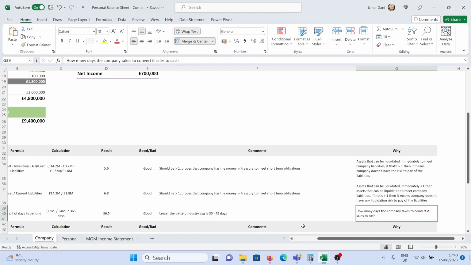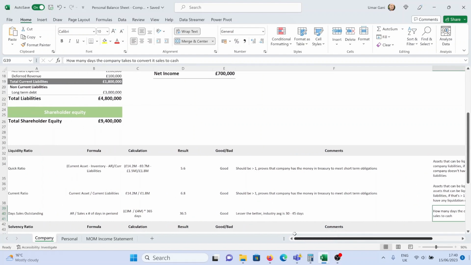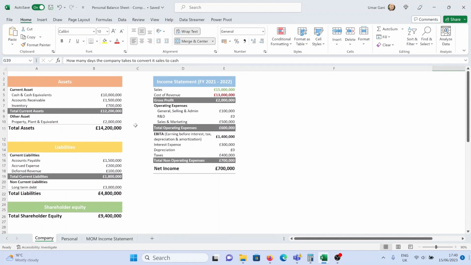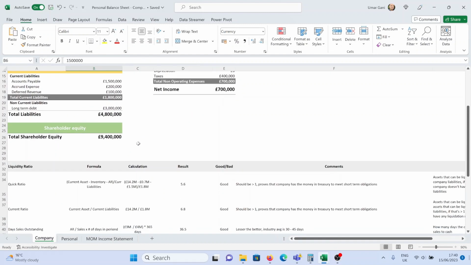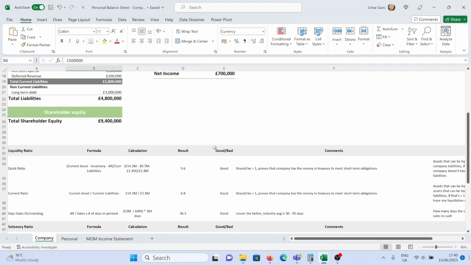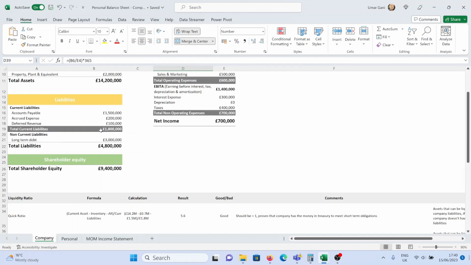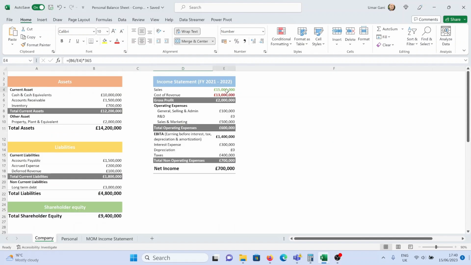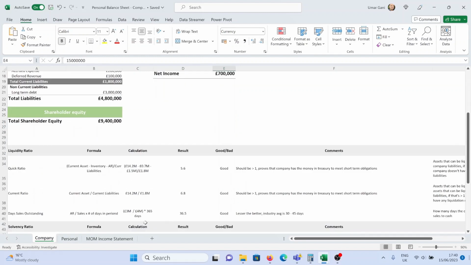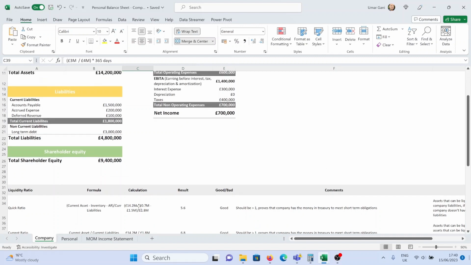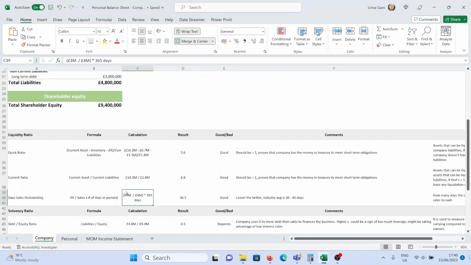So let's say the total AR for the company is 1.5 million. We have to see how many days the company takes to get it back. The way you do it is you take your total AR, divide it by total sales, multiply by 365. I think I have given the total AR value here wrong. Total AR is 1.5 million, so it has to be 1.5 million divided by total sales. Sales is 15 million.